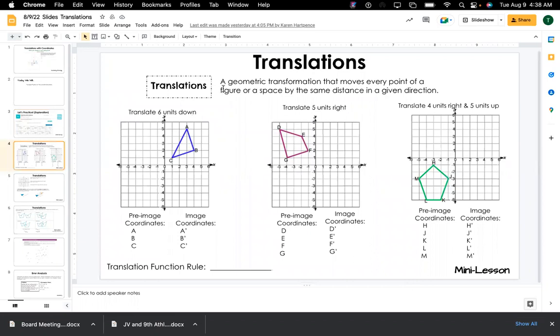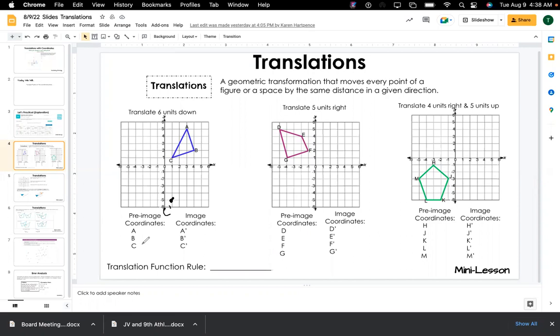Translations. A translation is a geometric transformation that moves every point of a figure or a space by the same distance in a given direction. So for instance, this is translate 6 units down. What you're gonna do here is take each point and translate it 6 units down. So we're gonna go 1, 2, 3, 4, 5, 6. And that's now going to be C prime.